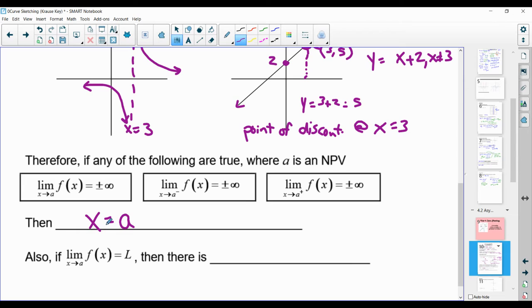If we take the limit of a function as x approaches a and we actually have a value, so it's not plus or minus infinity, then that means we have a point of discontinuity.